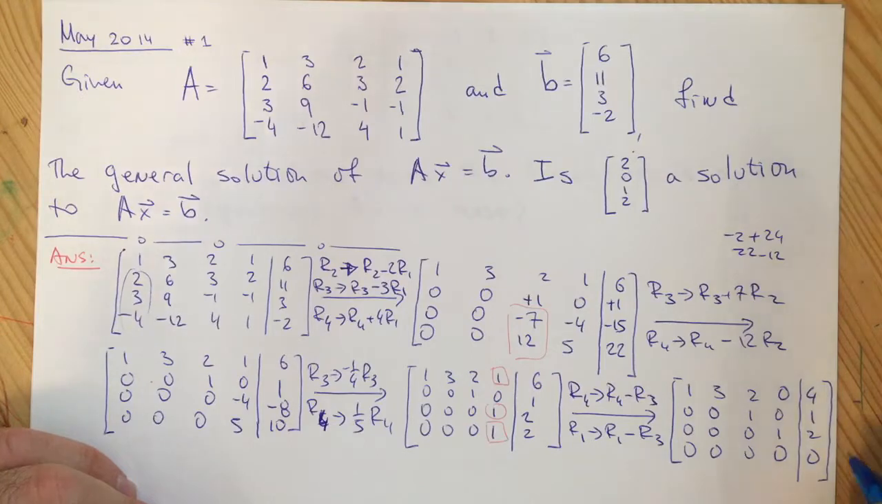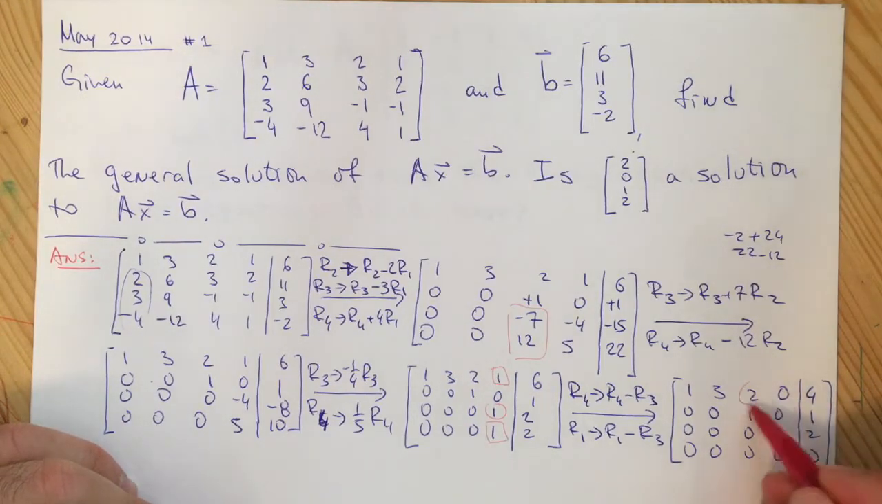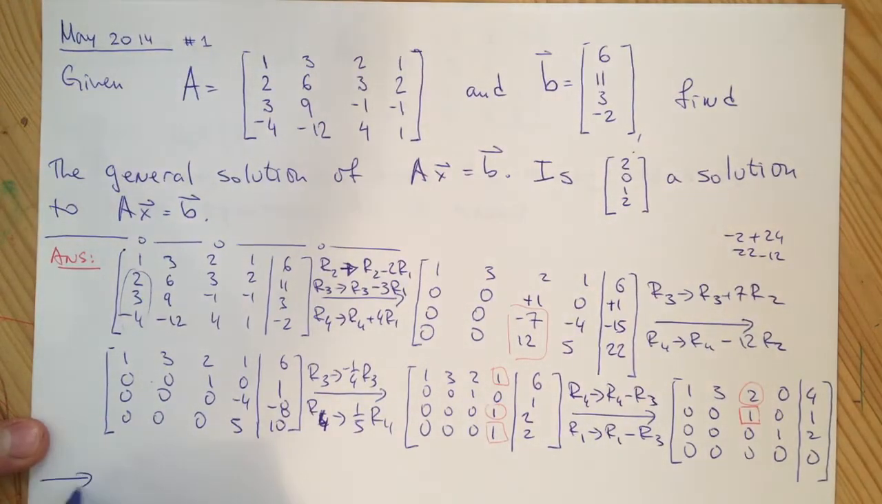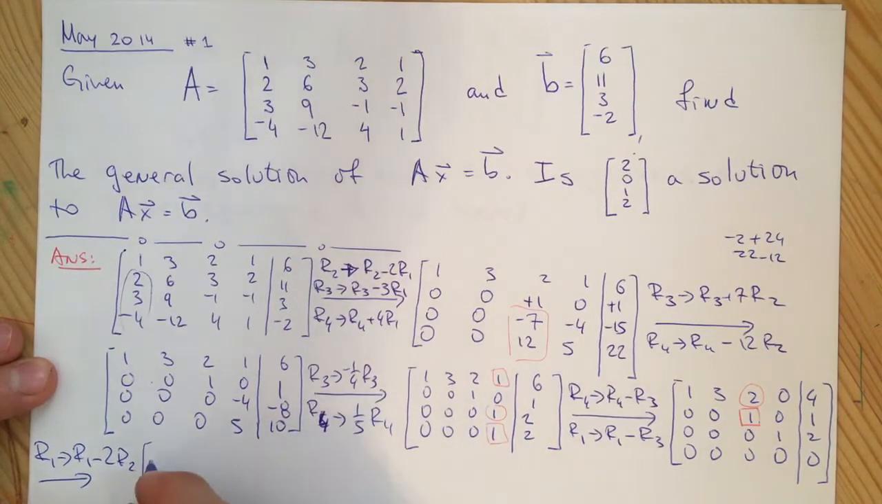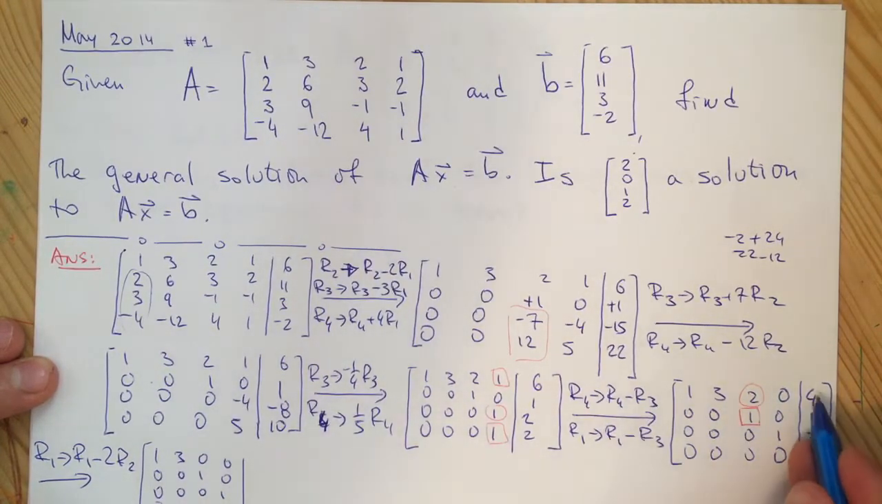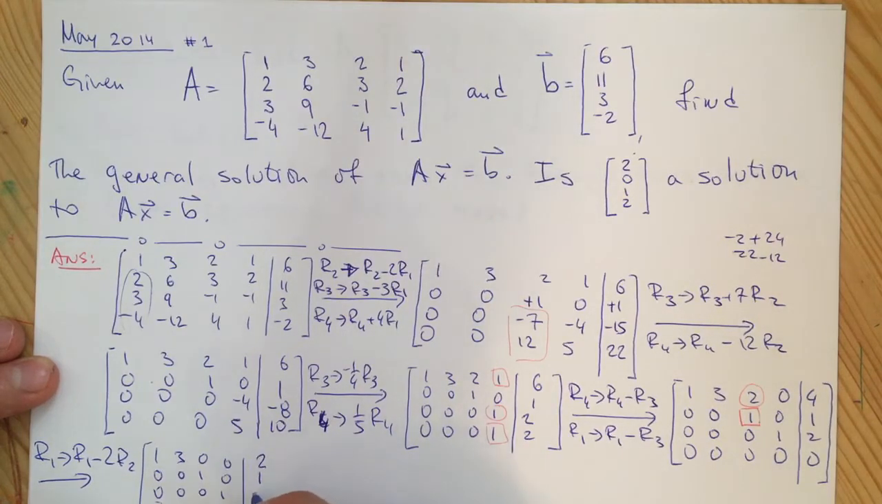And finally, what do we have to do? I just have to eliminate these two with this pivot right here. So that means row 1 becomes row 1 minus 2 times row 2, and then leads us to 0 1 0 0, 0 minus 0 is 0 0 1 0, and then 4 minus 2 is 2, 1 2 0. Okay, so what do we have?